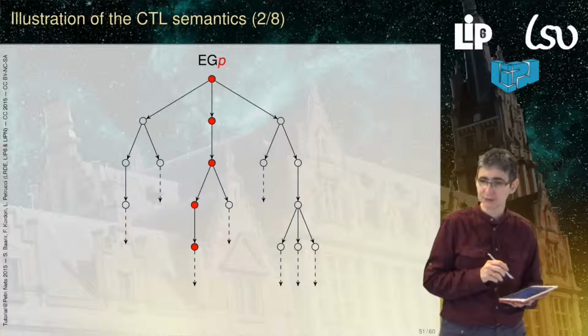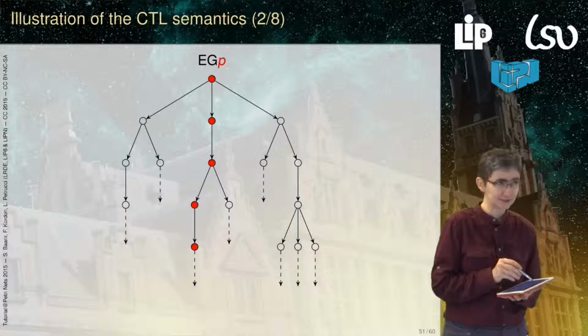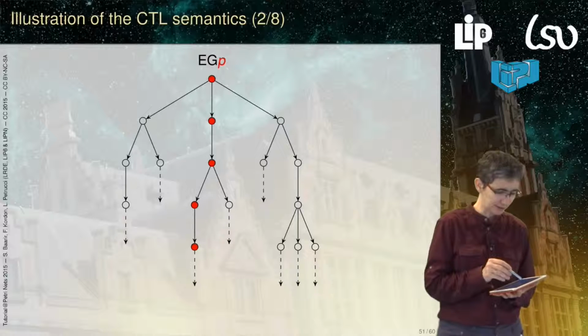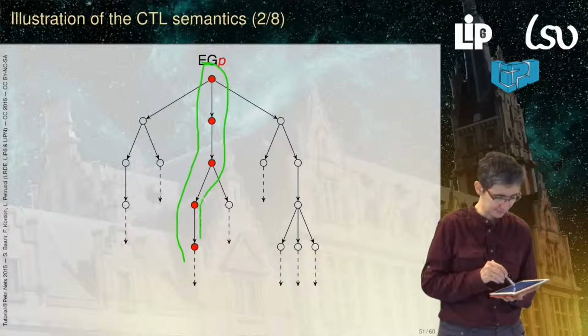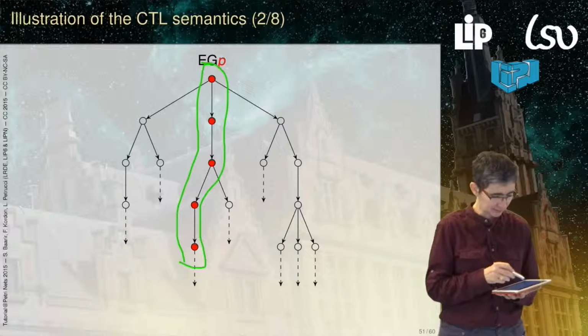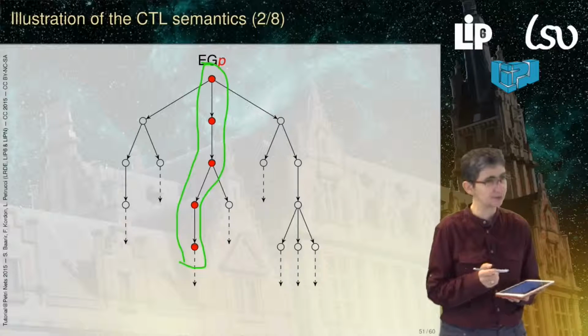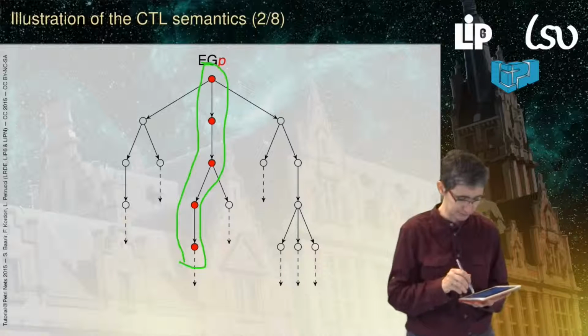If we want to check EGP, that there exists a path where globally we have P, you can see that is the case here. Along this path, we always have formula P. The other states don't satisfy P, but it's not a problem. There exists a path where P is satisfied.